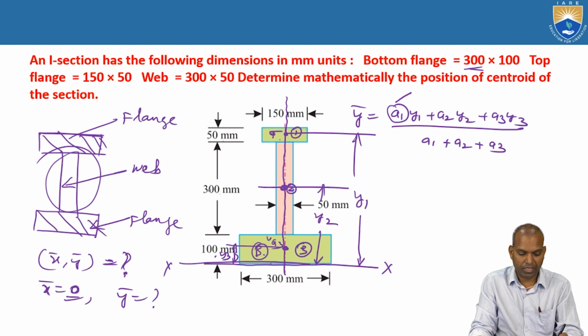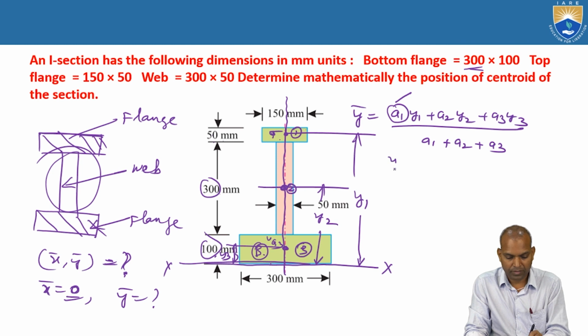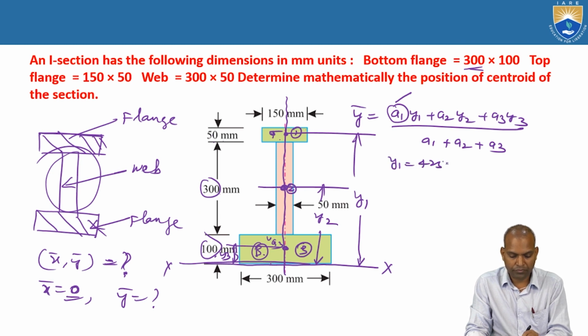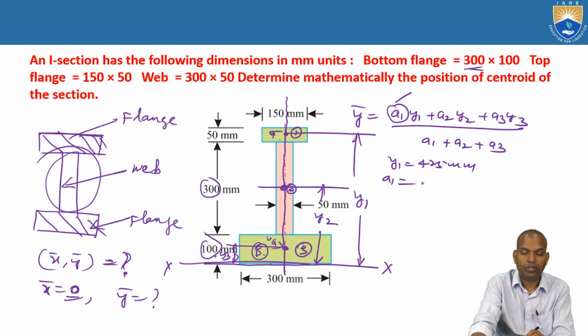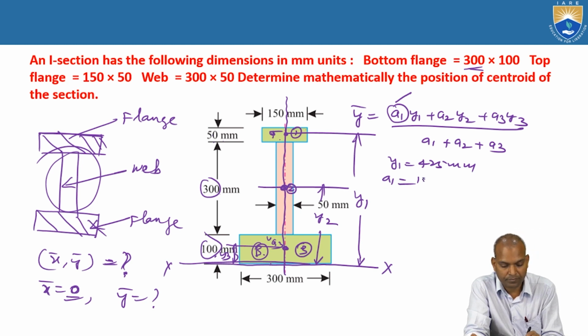Here now, y1 equal to what? 100 plus 300 plus 50 by 2, that is 425. y1 equal to 425 millimeters. What about A1 equal to? 150 times 50.